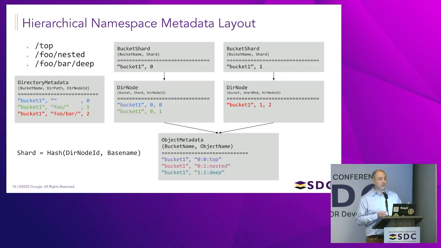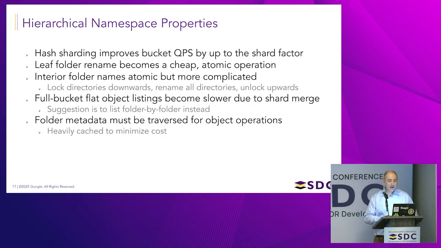By using this structure, you can do one update in the directory metadata table to change a directory path, and all objects that are underneath it automatically get changed with their path to apply the new directory name. So that's for leaf nodes. Leaf nodes become a very cheap atomic operation to rename a leaf directory. Interior folder renames are atomic, but they're a little more complicated. We have what we call a long-running operation where you initiate an operation, then you can wait for it to complete. In practice, the latency is pretty good.